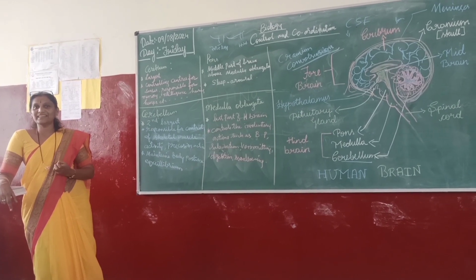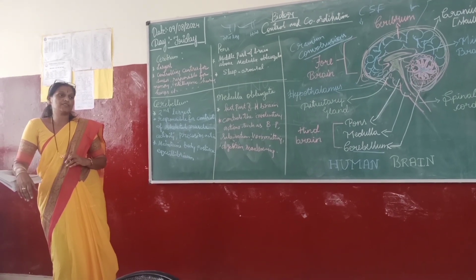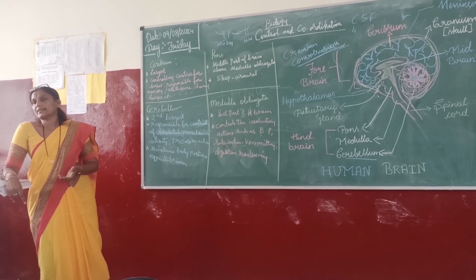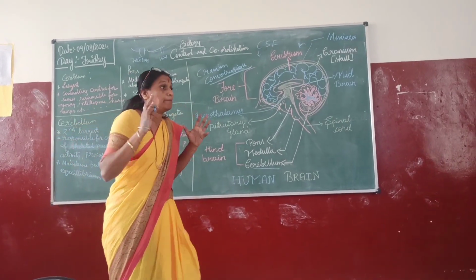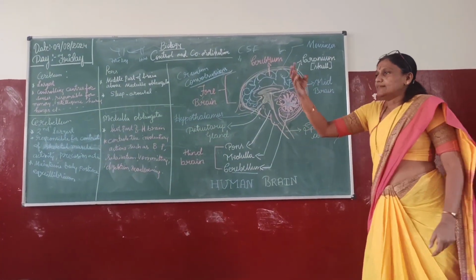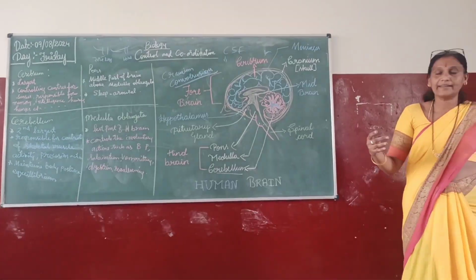Which is the main thinking part of our brain? Cerebrum. In the next class, children, let us study the endocrine system. Here is a tip to remember the parts of the brain: you can easily say cerebrum, cerebellum and medulla oblongata. It is a tip, isn't it?